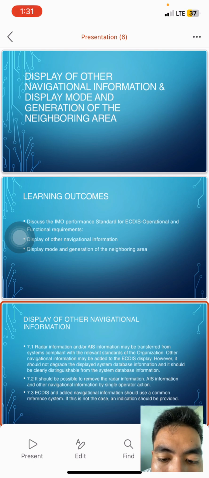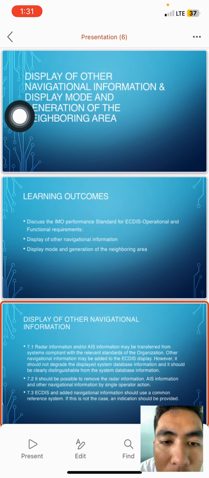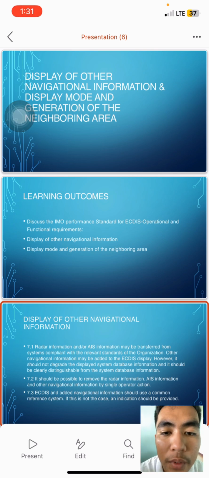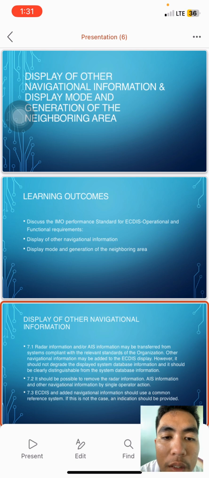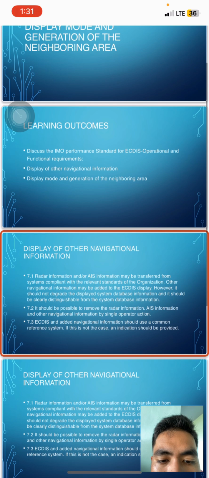So for today's topic, we're going to discuss the learning outcomes. The learning outcomes are to discuss the IMO performance standard for ECDIS operational and functional requirements. Next is the display of other navigational information and display mode and generation of the neighboring area. Today's topic is the display of other navigational information.